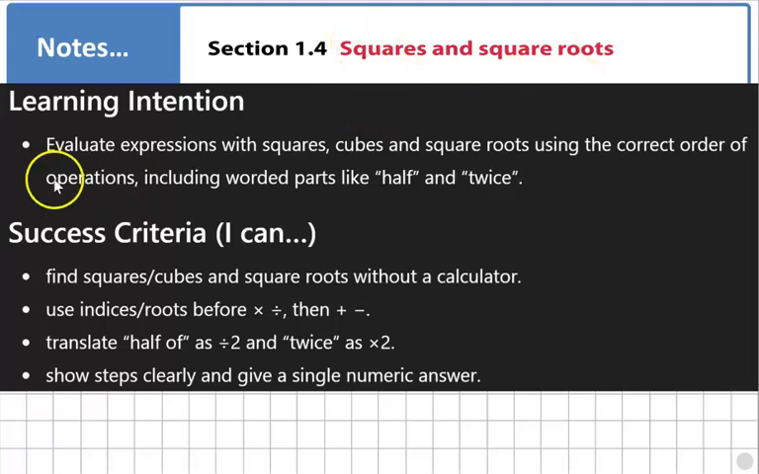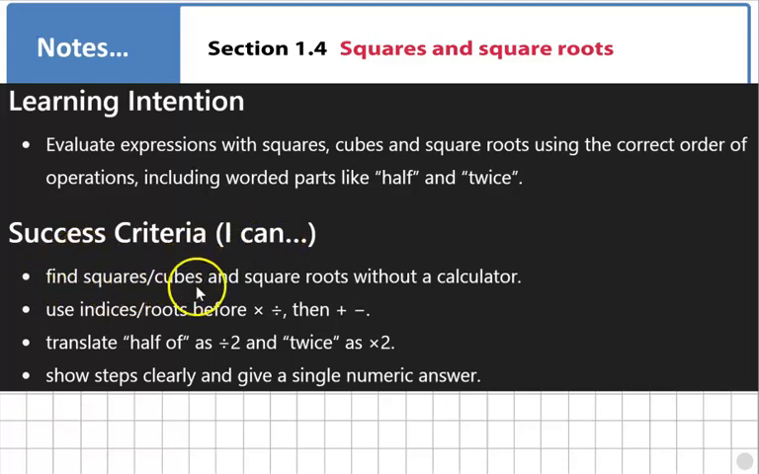Squares and square roots. Learning intention: evaluate expressions with squares, cubes, and square roots using the correct order of operations, including worded parts like half and twice. Success criteria. I can.